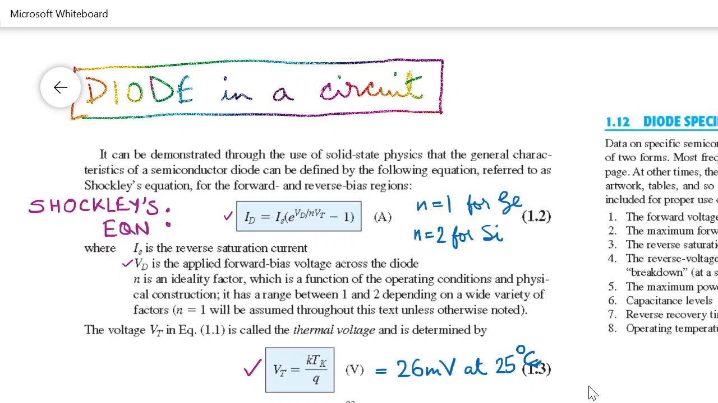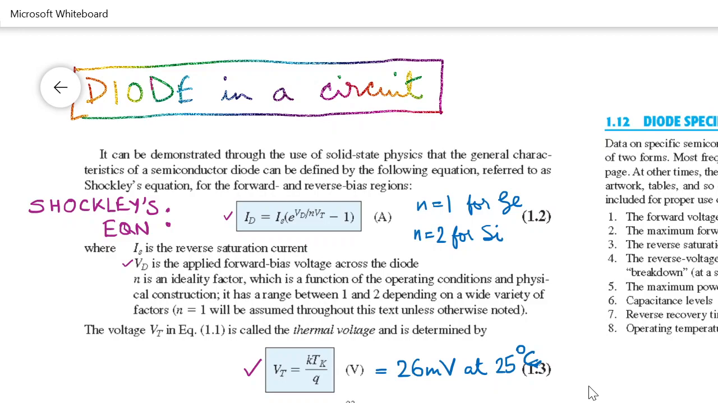And what is n? n is 1 for germanium and 2 for silicon. You can remember these values. n is 1 for germanium and 2 for silicon. So when you know n and VT, you would be able to calculate ID based on VD.